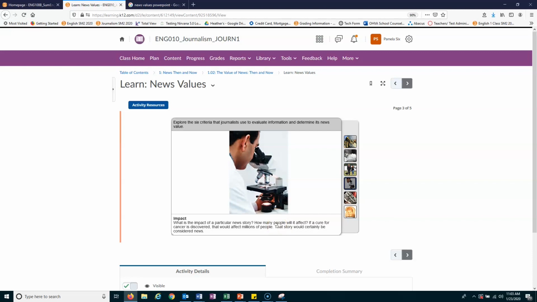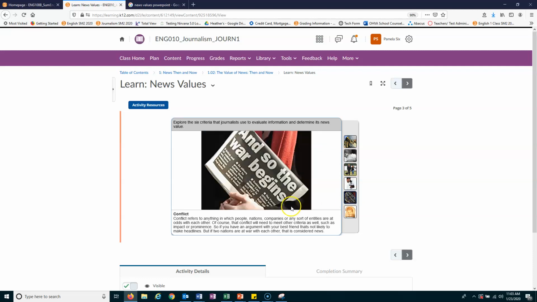So how many people is the story going to impact? That is another important factor. Conflict. There obviously is a lot of news value in conflict because people love conflict. It's just something that a lot of people in general are drawn to. We watch a lot of things on social media that have to do with conflict, on TV. So conflict is definitely a news value.